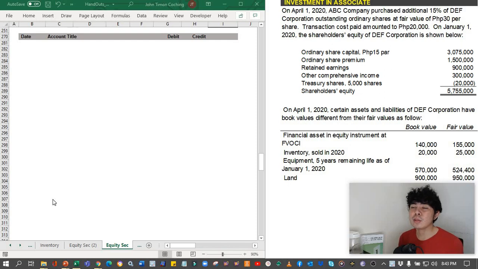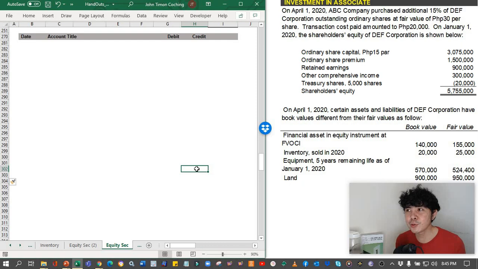So, 2020. Ang sabi rito, on April 1, 2020, ABC Company purchased additional 15% of DEF Corporation outstanding ordinary shares at fair value of 30 pesos per share. Then, transaction costs paid amounted to 20,000 pesos. So, on January 1, 2020, the shareholders' equity of DEF Corporation is shown below. So, ngayon, on April 1, 2020, what happened is we have an additional investment in the same investee kay DEF Company.